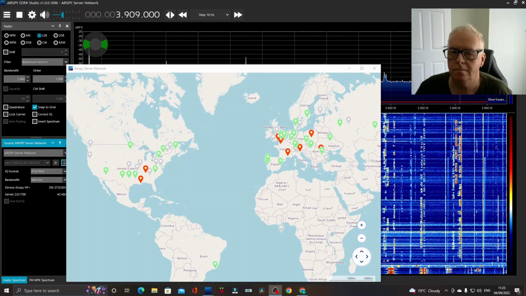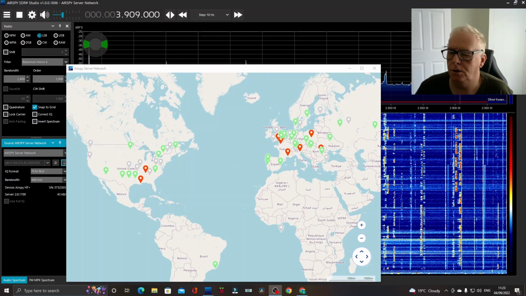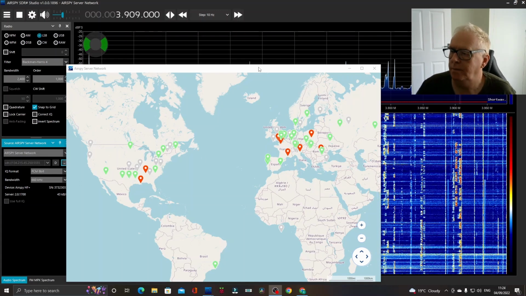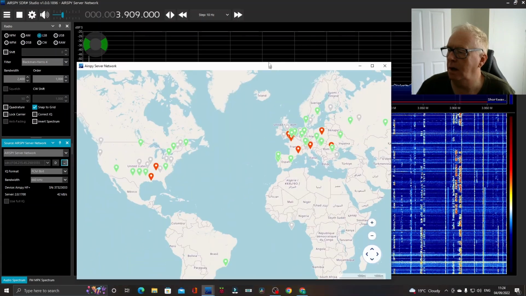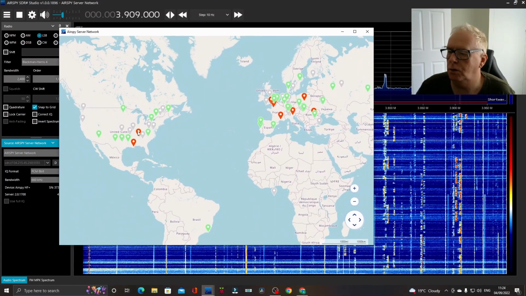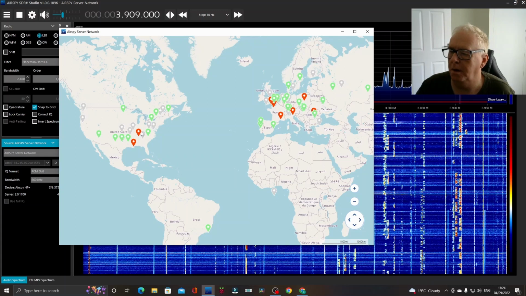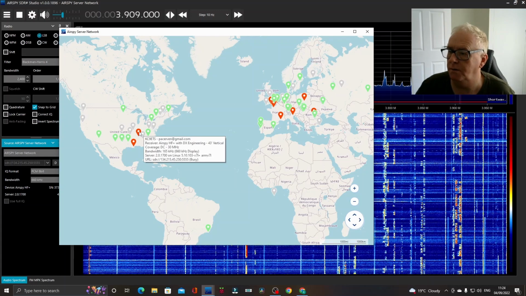A few moments later. So I just picked up some great activity on the 80-metre band. This is the receiver I'm currently using. The educated among you will be able to tell me what state that is, because I've no idea.